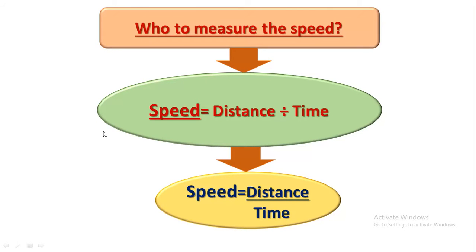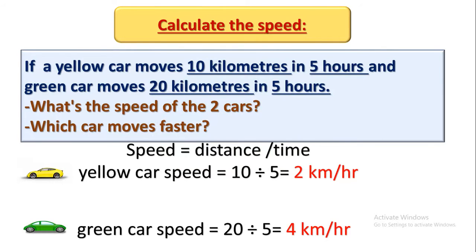Do you remember how we can measure the speed? The speed equals distance divided by time. Question number 1. If we have two cars, a yellow car and a green car. The yellow car moved 10 kilometers in 5 hours and the green car moved 20 kilometers in 5 hours. So what is the speed of the two cars? At first, the speed equals distance divided by time.